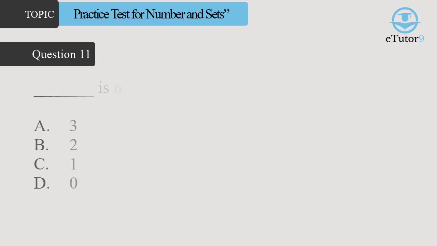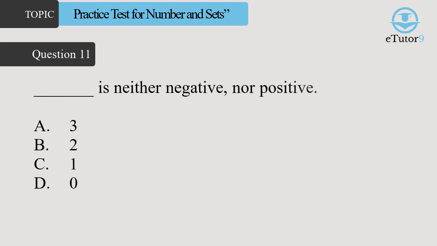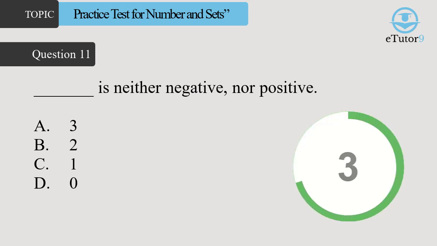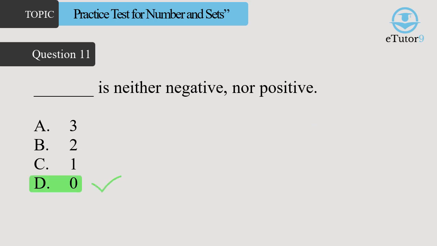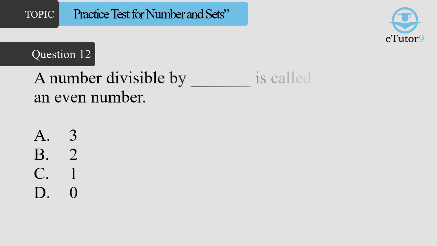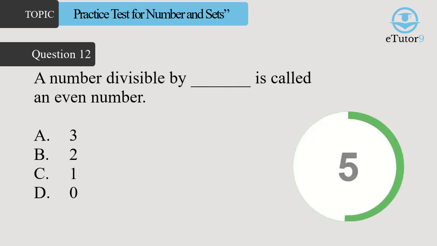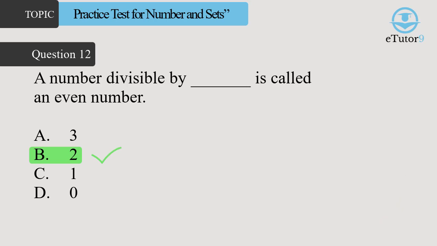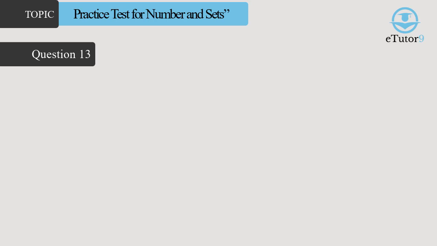Question 11. Dash is neither negative nor positive. Answer is D. 0. Question 12. A number divisible by dash is called an even number. Answer is B. 2.